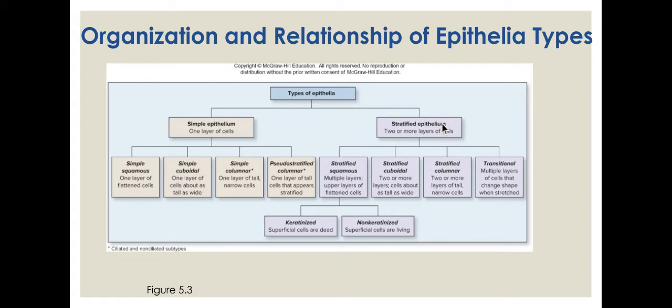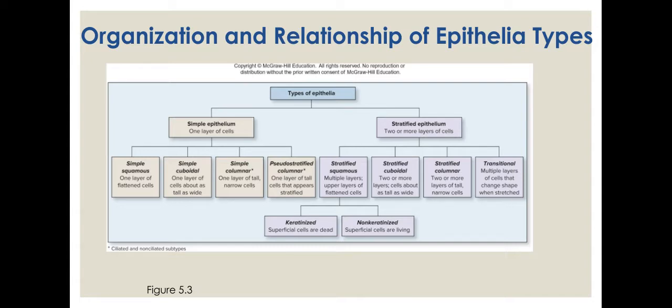And then on the other side of that, does it have more than one layer? Great. You could have stratified squamous, stratified cuboidal, stratified columnar, or that transitional. And if you look at the squamous, there's also a breakdown of, does it have keratin? Are they dead? They're keratinized. Or is it non-keratinized? They are living cells. So we are going to look at all examples here in the next few slides, but this chart I think is useful to organize the different types.